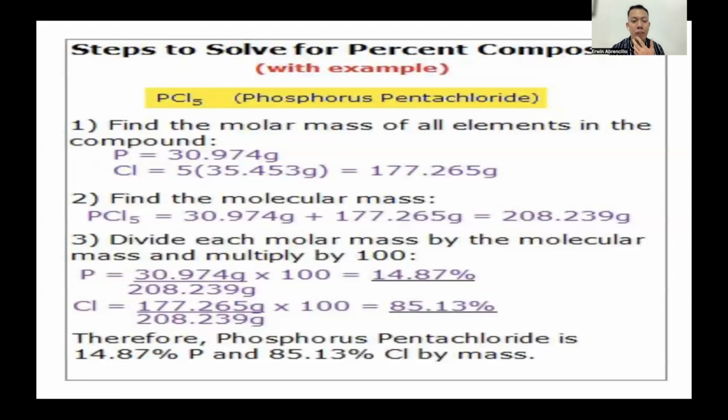So we have to divide 30.974 of phosphorus by 208.239, times 100, and you'll get 14.87%. And for chlorine, it's 177.265 grams, and then you divide by 208.239 grams times 100. You get 85.13%. So therefore, phosphorus pentachloride is 14.87% phosphorus and 85.13% chlorine by mass.